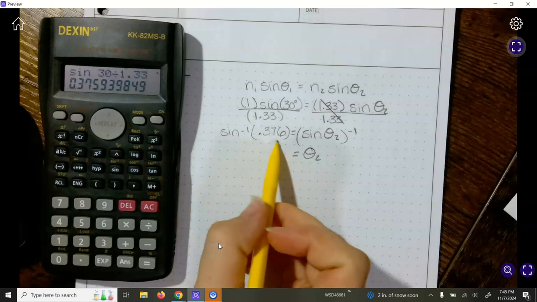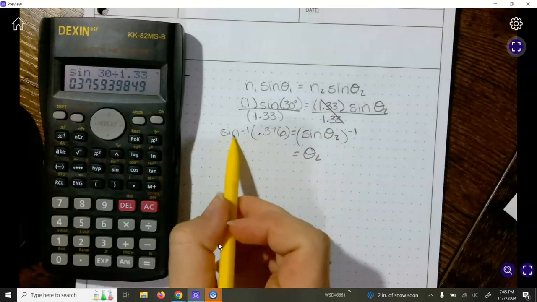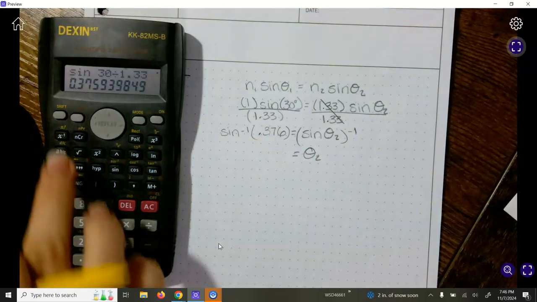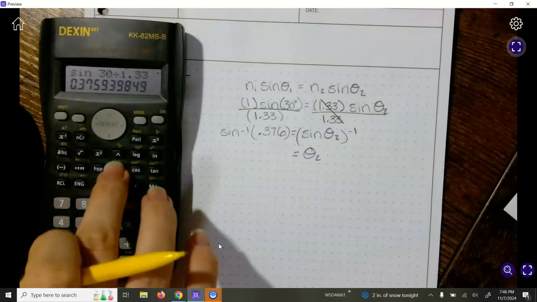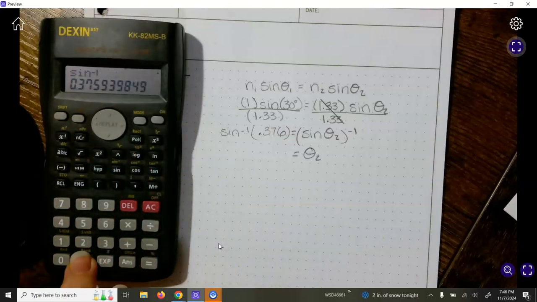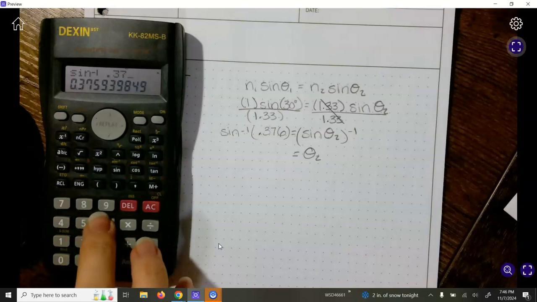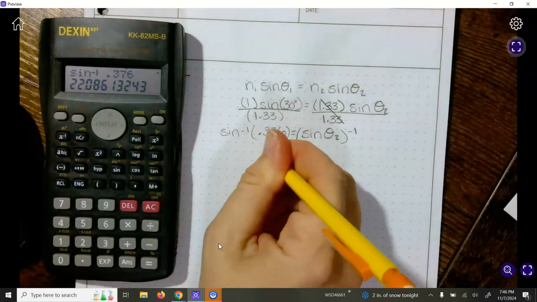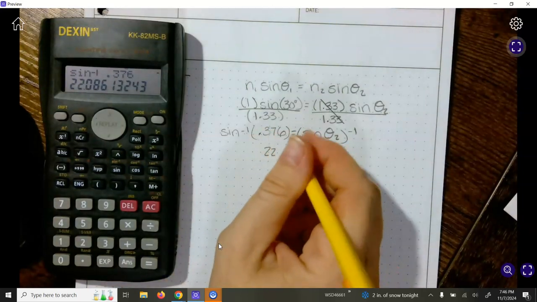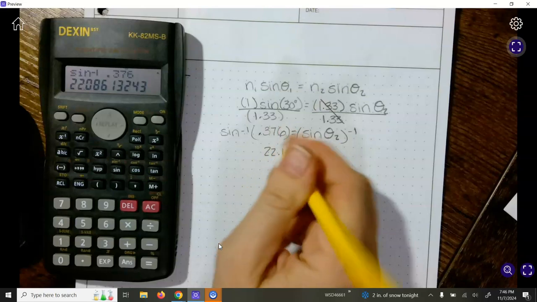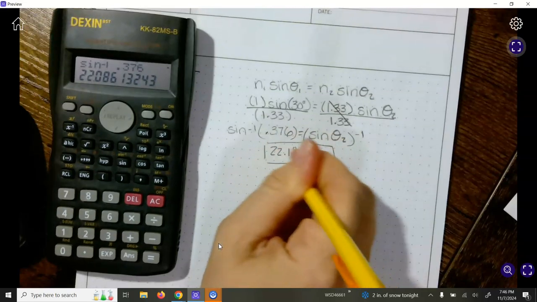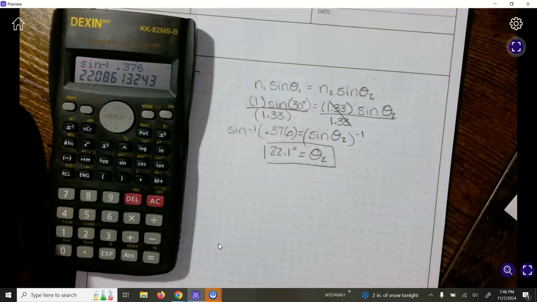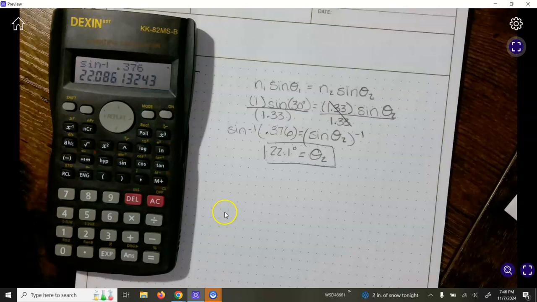And we're going to plug this into the calculator right here, inverse sine of this number. So I'm going to do shift sine, and I'm going to do 0.376, I think is what I rounded it to, 0.376 equals, and look at that, theta sub 2 is about 22.1 degrees. Man, that's really close to what I had as my answer.